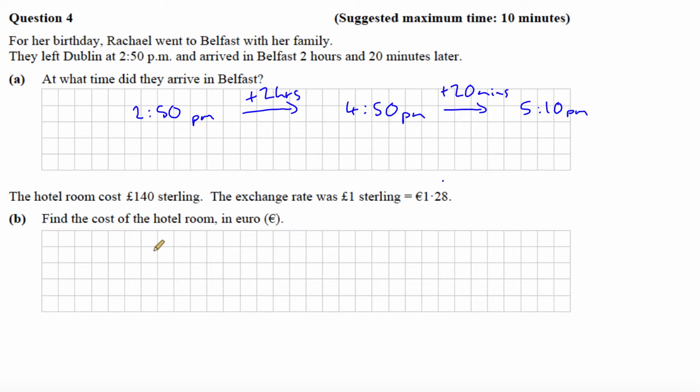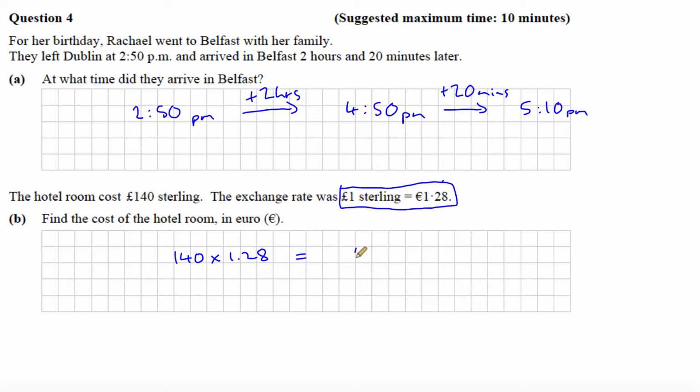Okay, part B, the hotel room cost £140 sterling. The exchange rate was £1 sterling equal to €1.28. So there's our exchange rate there. Find the cost of the hotel room in euro. So 140 sterling, for every pound it's €1.28. So we're just going to multiply 140 by 1.28 to get the price in euro.